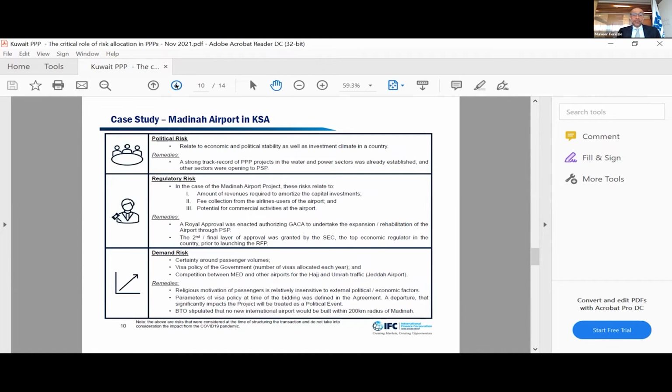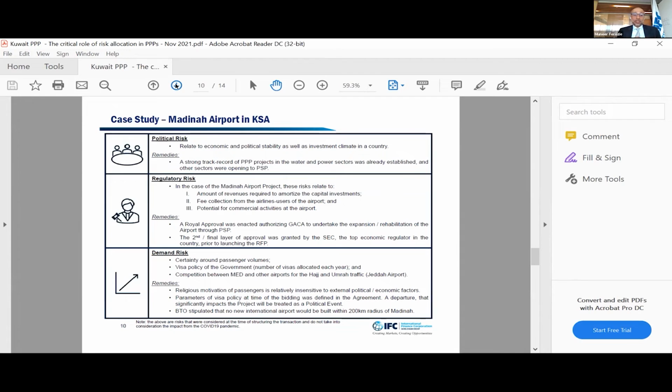The third risk, as I said, is demand risk. What is the certainty around the passenger volume, right? Will the visa policy allow these passengers to actually come to the airport? Because the number of visas are restricted, particularly for Hajj and also for Umrah. So that's a constraint, that you cannot really grow the traffic fully. And then what's the competition of Madinah as an airport compared to other airports, right? And as I said, Jeddah is the airport which was a primary airport, which was processing these pilgrims.